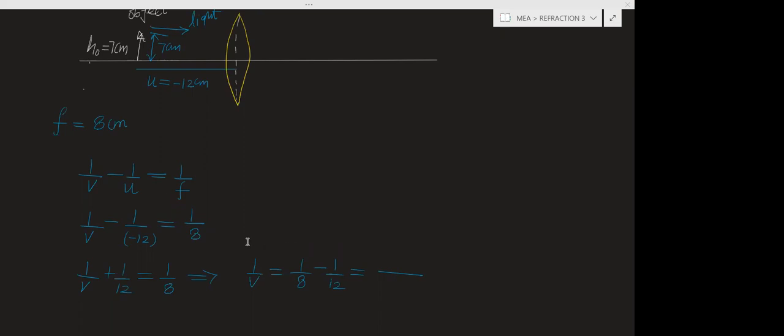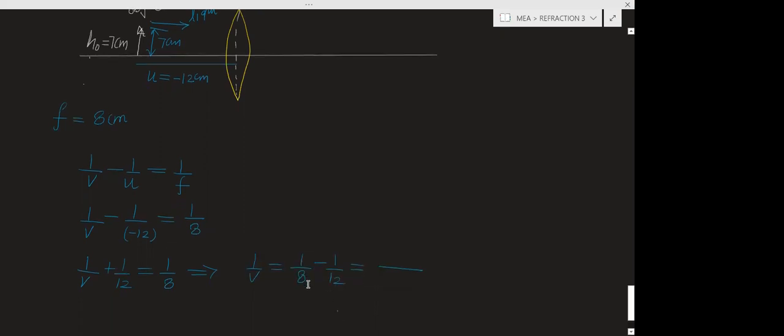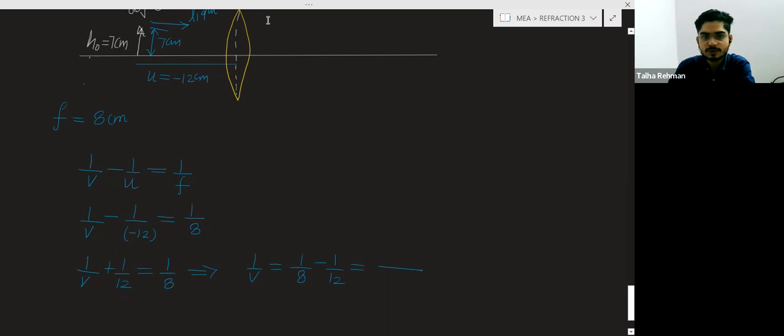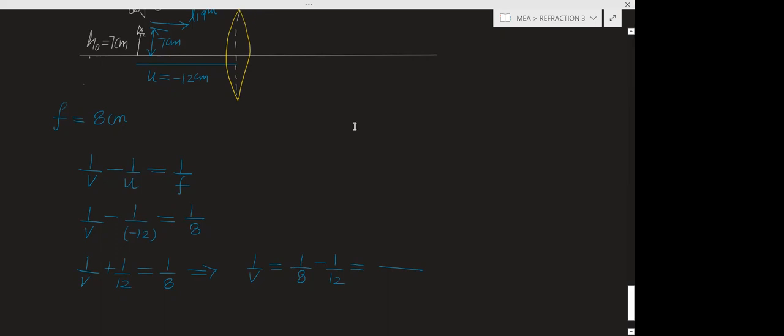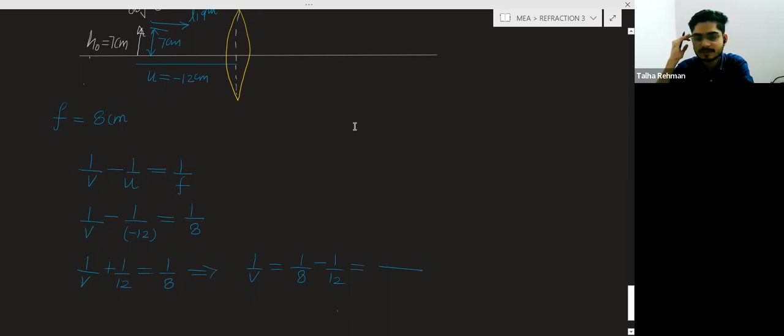Just calculate this. You should know how to do the calculation. Will it be 1 by 24? Yeah, you are right. So how will we calculate? We will take the LCM of 8 and 12. This will be 24. So 8 3s are 24, and 12 2s are 24. This will be 1 by 24. And the image distance you will get is plus 24 centimeter.